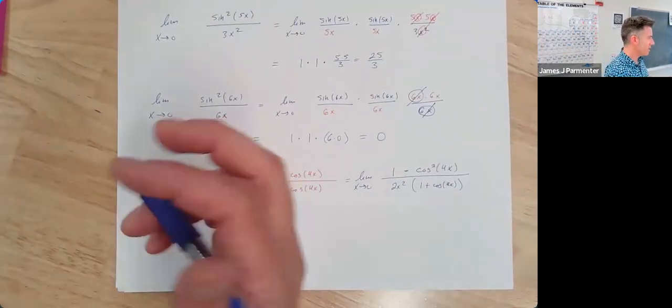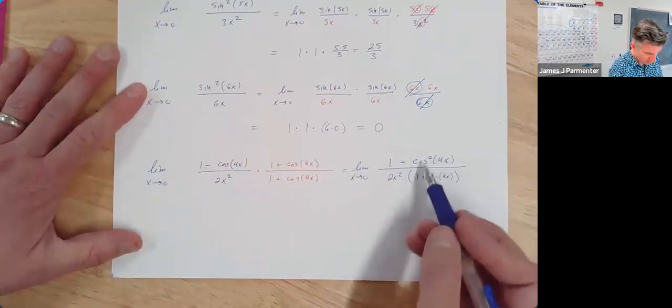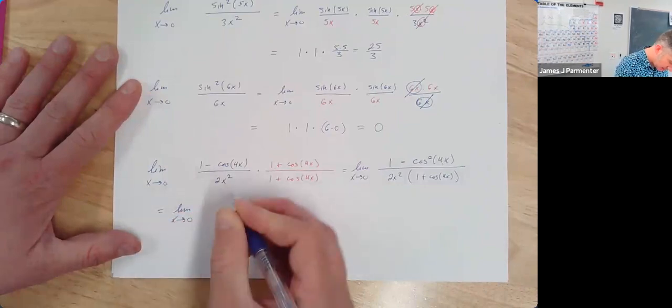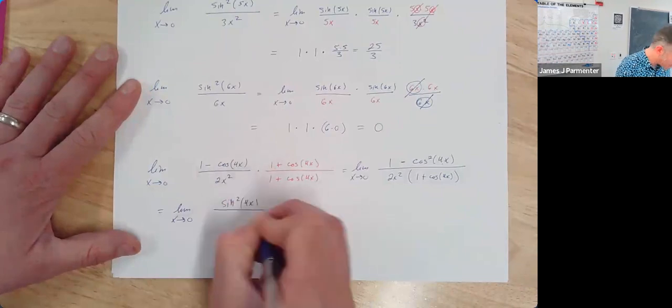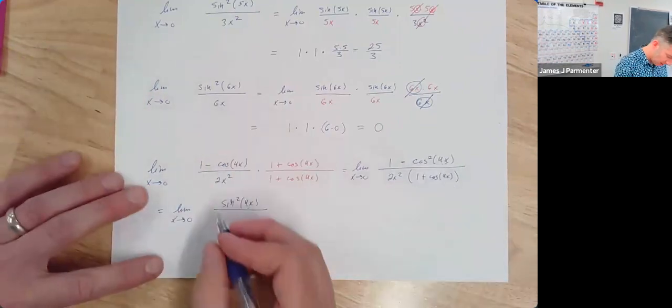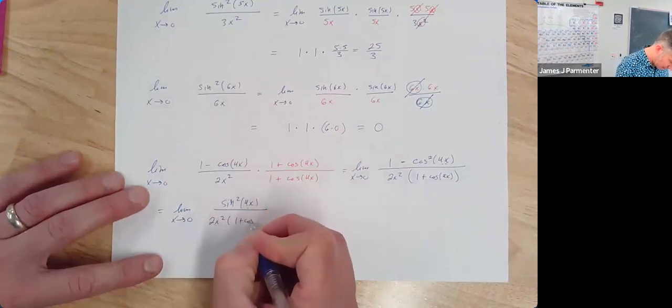There are other trig identities, but those are 2 that I think are pretty important. We're going to replace 1 minus cosine squared of 4x with sine squared of 4x. The angle does have to be the same. So whatever angle is in here, it has to be the same as in there. And then you've still got a 2x squared times 1 plus cosine of 4x.